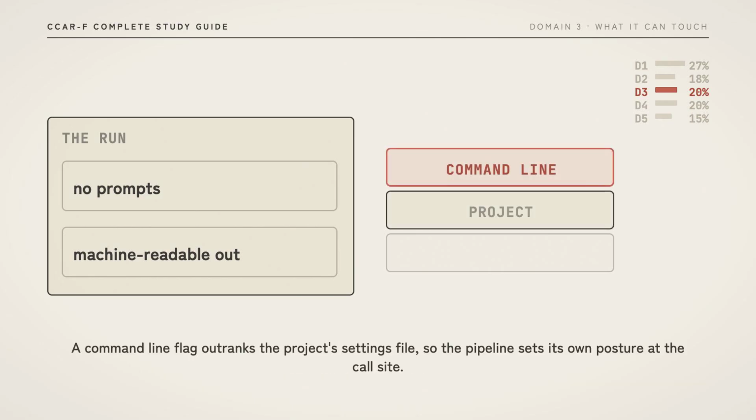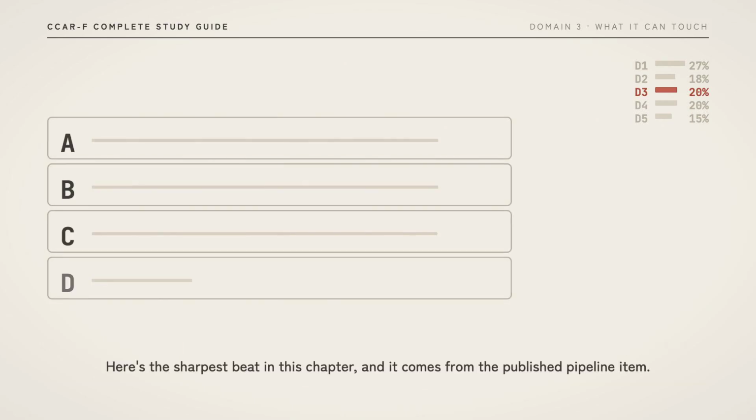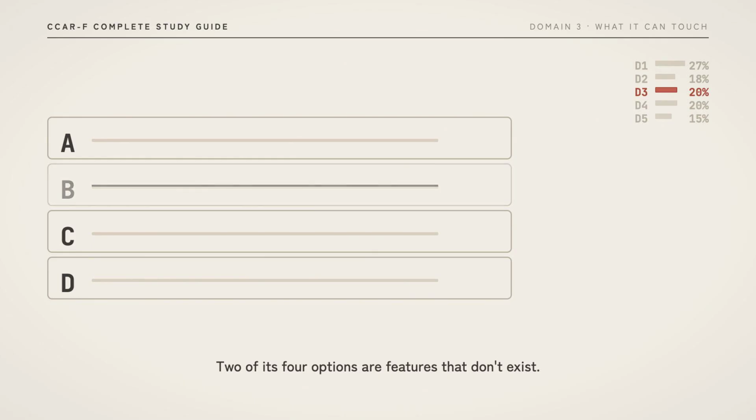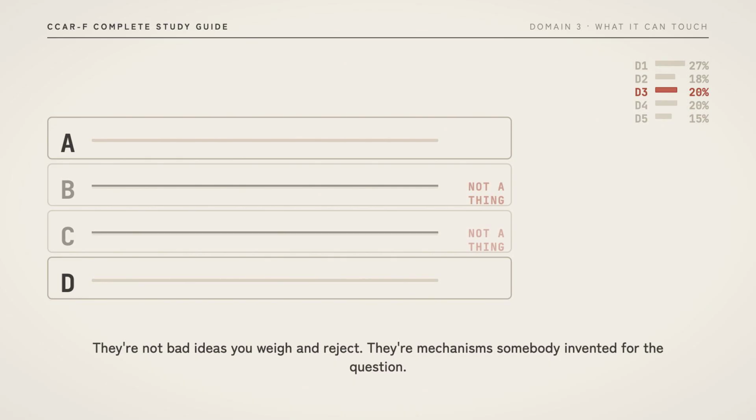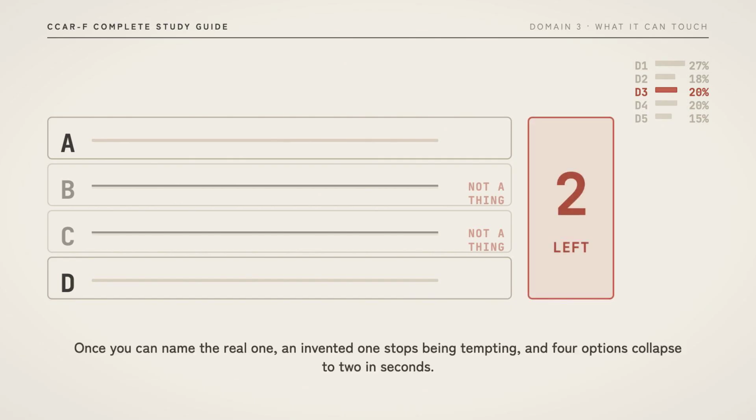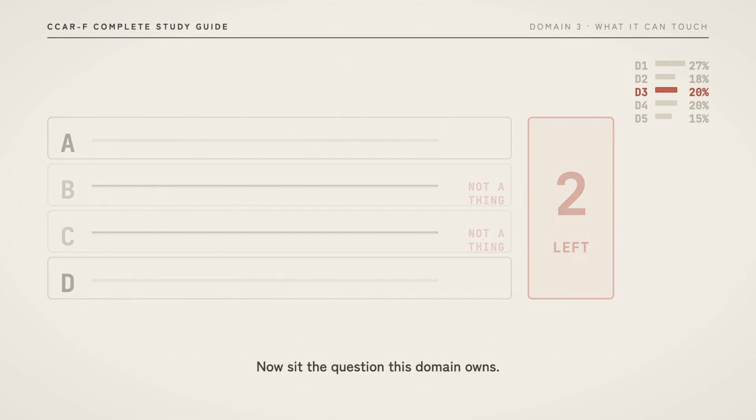A command line flag outranks the project's settings file, so the pipeline sets its own posture at the call site. Here is the sharpest beat in this chapter, and it comes from the published pipeline item. 2 of its 4 options are features that don't exist. They are not bad ideas you weigh and reject, they are mechanisms somebody invented for the question. Once you can name the real one, an invented one stops being tempting, and 4 options collapse to 2 in seconds. Now sit the question this domain owns.